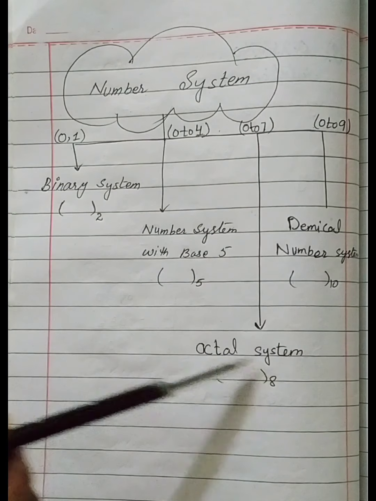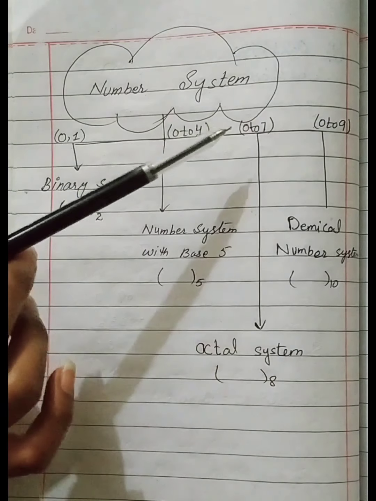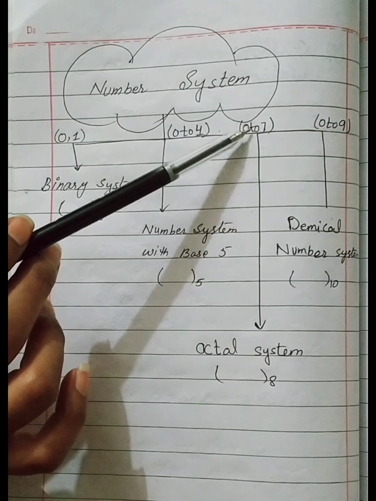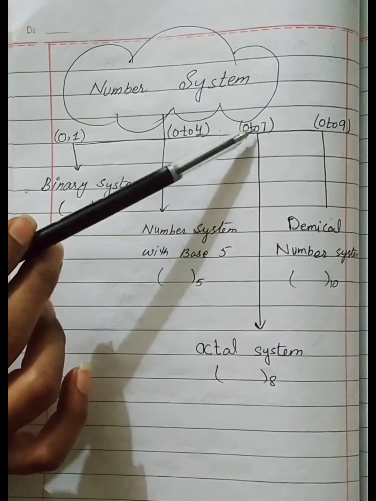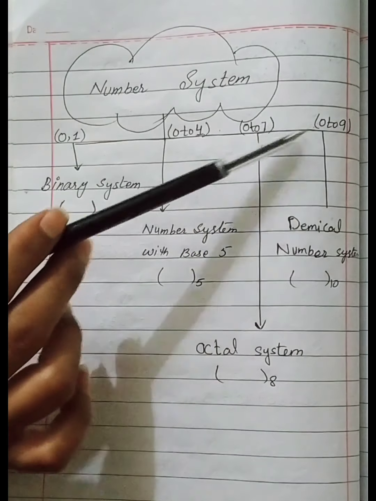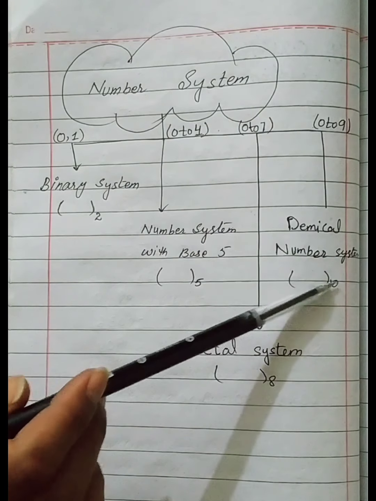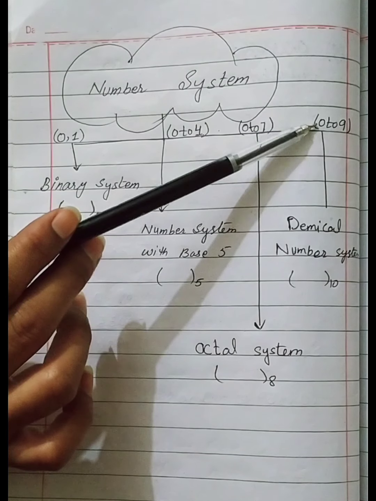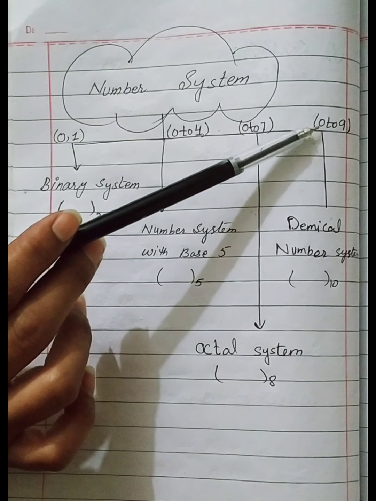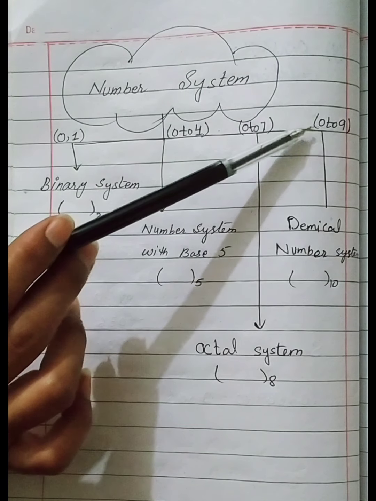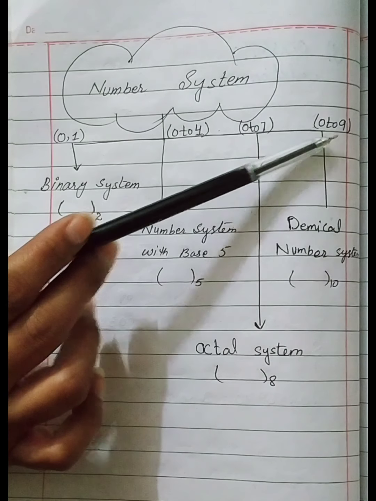The next is the octal system. The base is 8 and the digits are 0, 1, 2, 3, 4, 5, 6, 7, that is 0 to 7. And the next is the decimal number system with base 10, and the digits are 0, 1, 2, 3, 4, 5, 6, 7, 8, 9, that is 0 to 9.